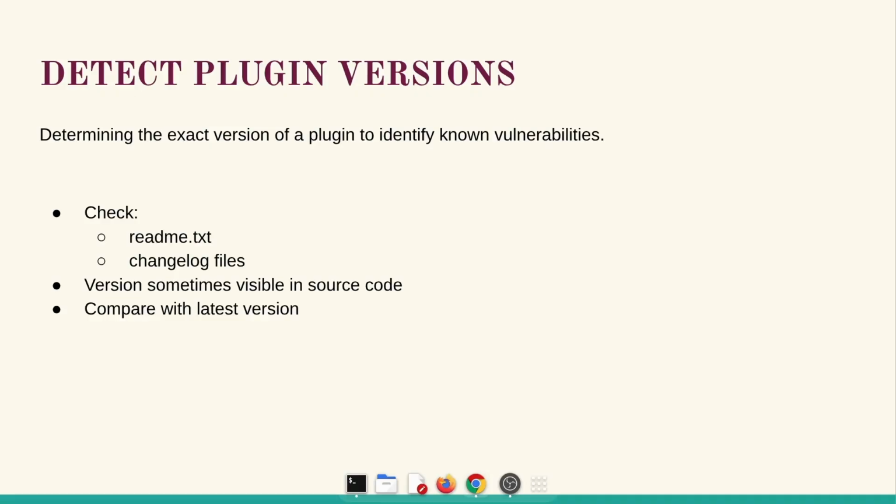Then check changelog files, which show version history and help confirm installed versions. If you see the latest version is 2.0, but the target uses 1.4, that's your entry point for the site. In the source code, we can see the version often appears in CSS or JS files. Even if the developer hides the version in the UI, they leak it in assets.